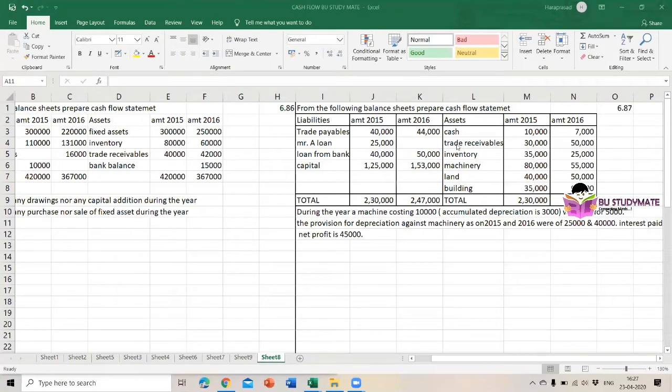Here in this question, the interesting part is that they have not given the net profit before tax. And here they have given the provision for depreciation. So we have to make the asset account and also the provision for depreciation.